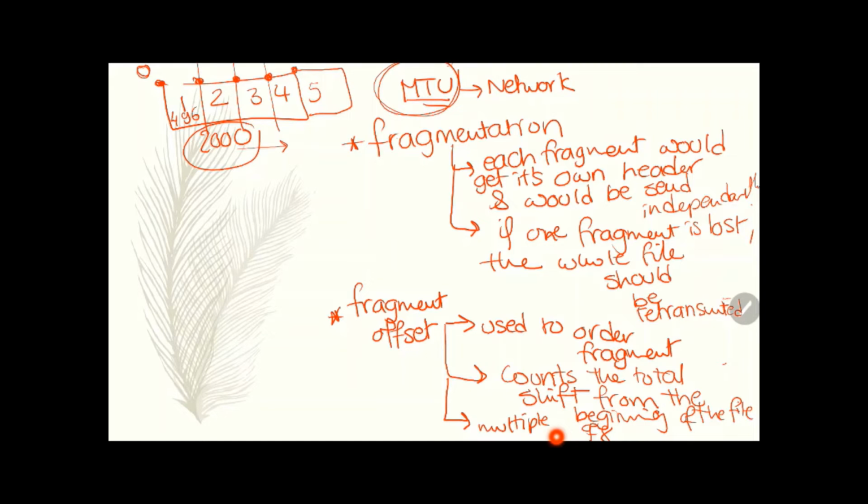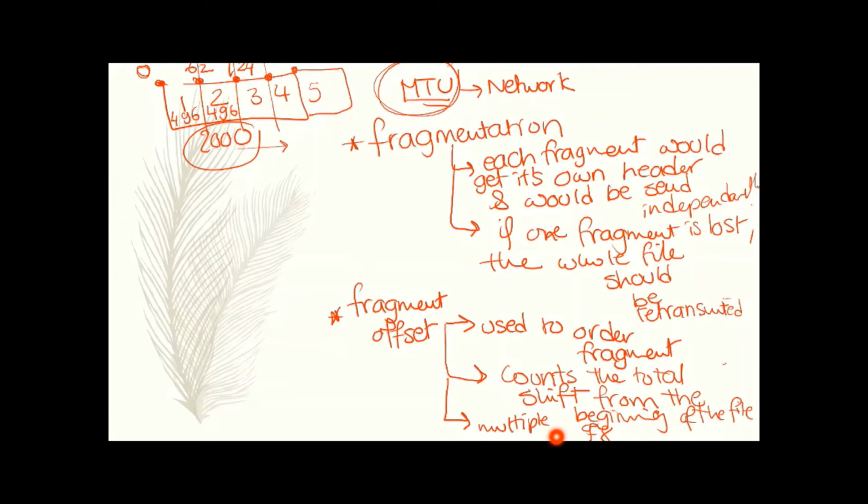If this fragment contains the first 496 bytes, then the offset, the total shift from the beginning, is 496 divided by 8, so the offset of the second fragment would be 62. How would I get the offset of the third fragment? 496 plus 496 is 992. Divided by 8, the offset of the third fragment is 124. And so on and so forth.